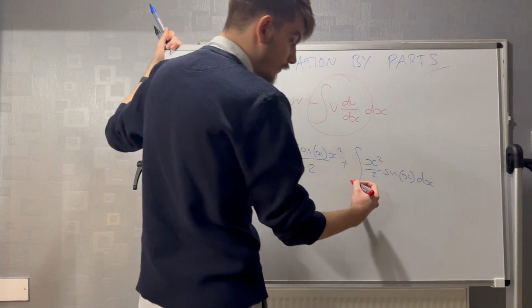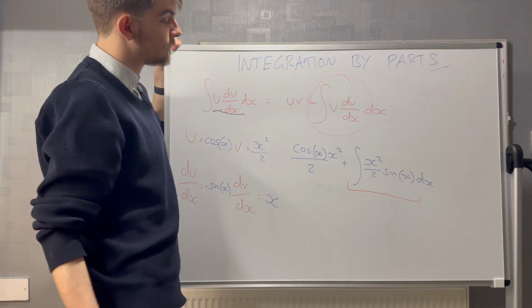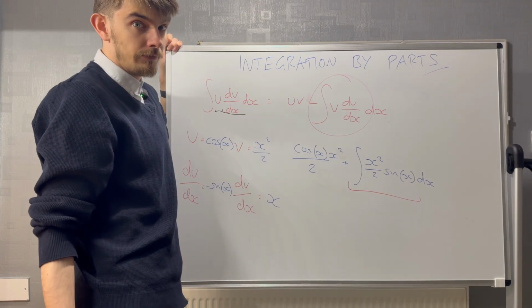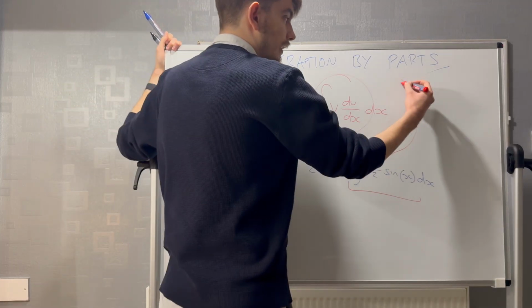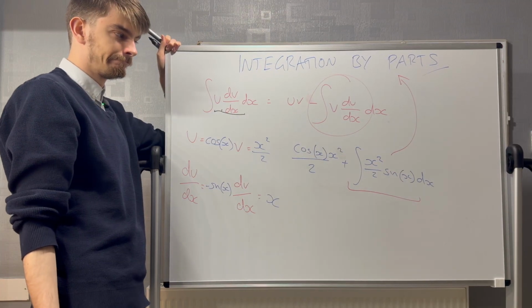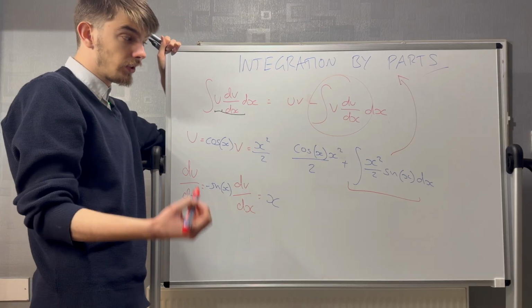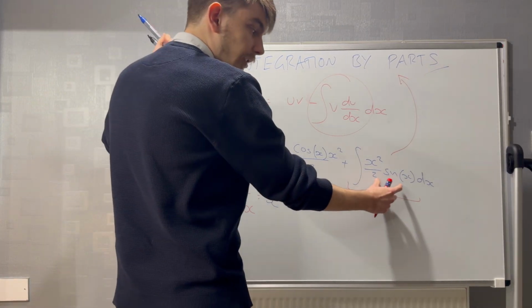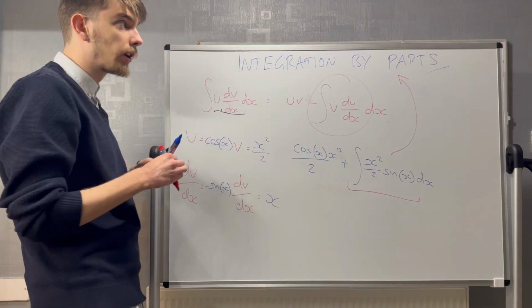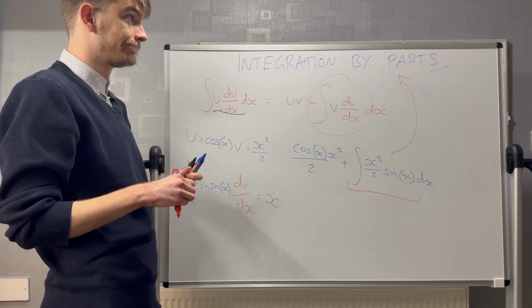And if I were just to give you that integral on its own and ask you how to solve it, well, you have to solve it using integration by parts. We're stuck in a loop. We're stuck in a loop because now this integral isn't just something easy. It's something we're going to have to do by parts again.